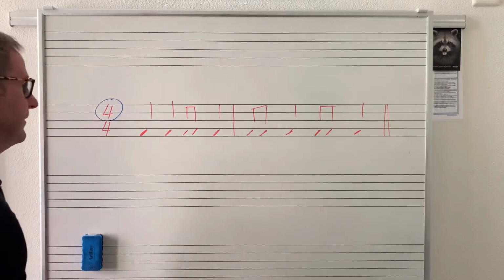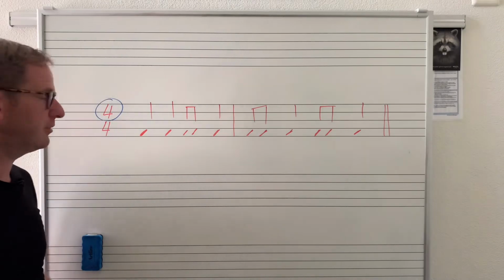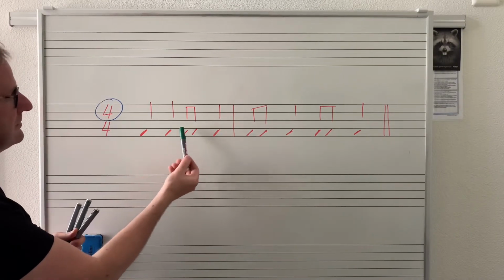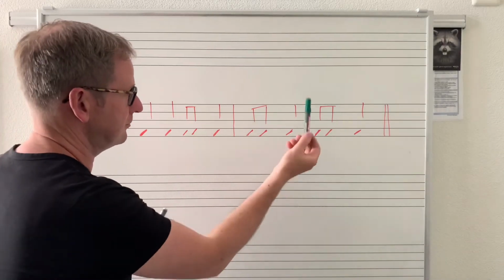The next example, also still a 4/4 bar type, but we have here quarter notes, eighth notes, and a quarter, and so on.